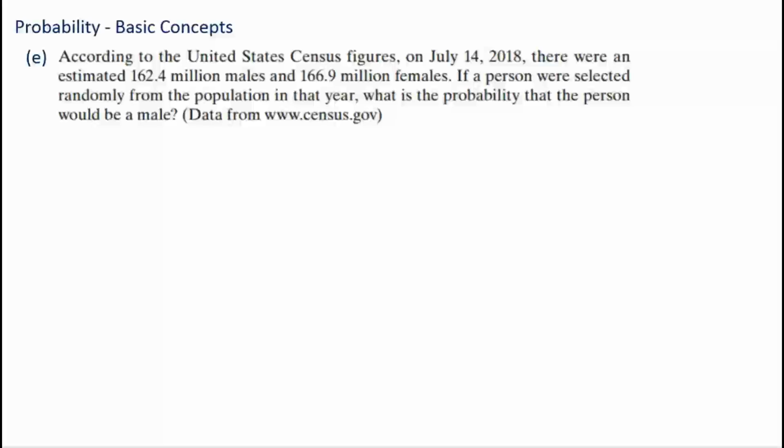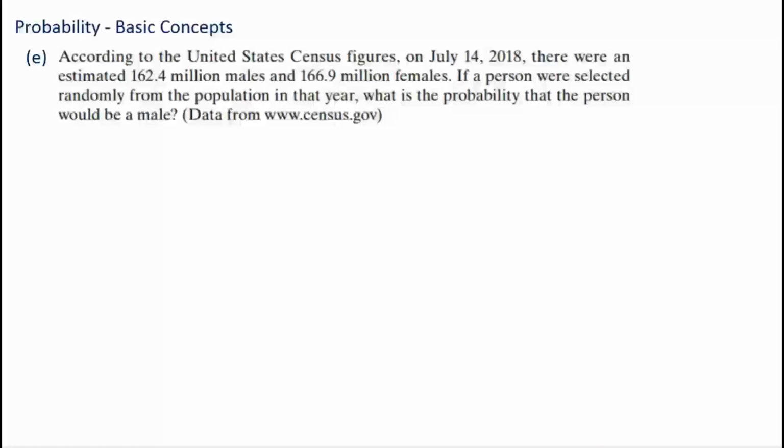So I have a question for you. According to the United States Census figures, on July 14th, 2018, there were an estimated 162.4 million males and 166.9 million females. If a person were selected randomly from the population in that year, what is the probability that the person would be a male?